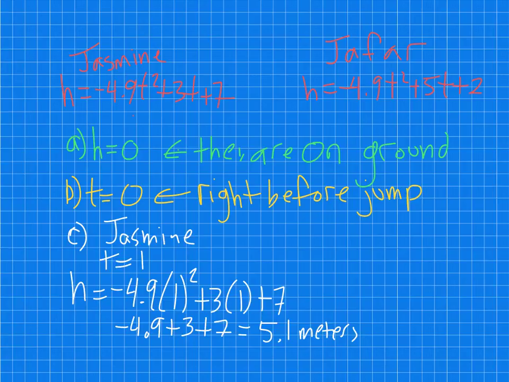For Jafar, at t equals 1, and again, that literally means we just have to plug this in. We're looking at h equals negative 4.9 times 1 squared plus 5 times 1 plus 2. Negative 4.9 plus 5 plus 2 is going to be 2.1 meters.